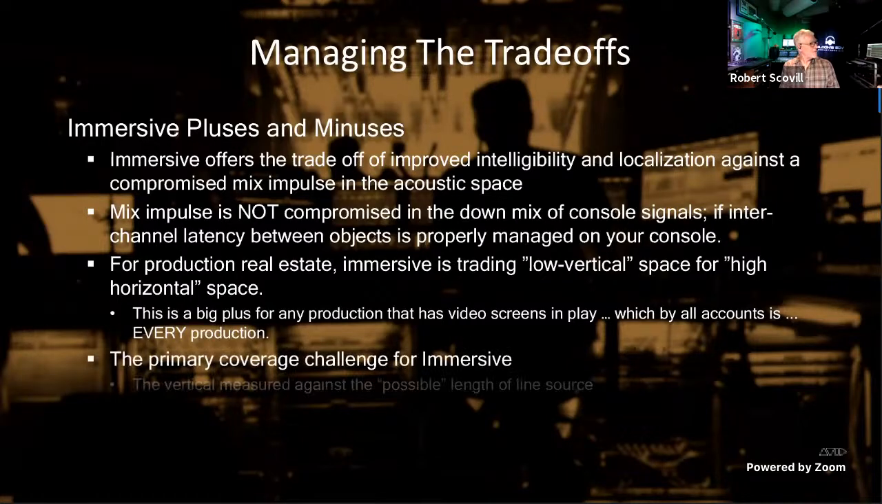Let's see. The primary coverage challenge for immersive is, and I think Winston maybe touched upon this a little bit, the vertical measured against the possible length of the line source, right? We're in a world right now where the vertical coverage capabilities are, to a good degree, dictated by the length of the line. So if we're challenged with trim height, we may end up challenged in terms of the length of the line that we can hang above the production in order to properly cover the vertical. So that is one of the challenges for sure.